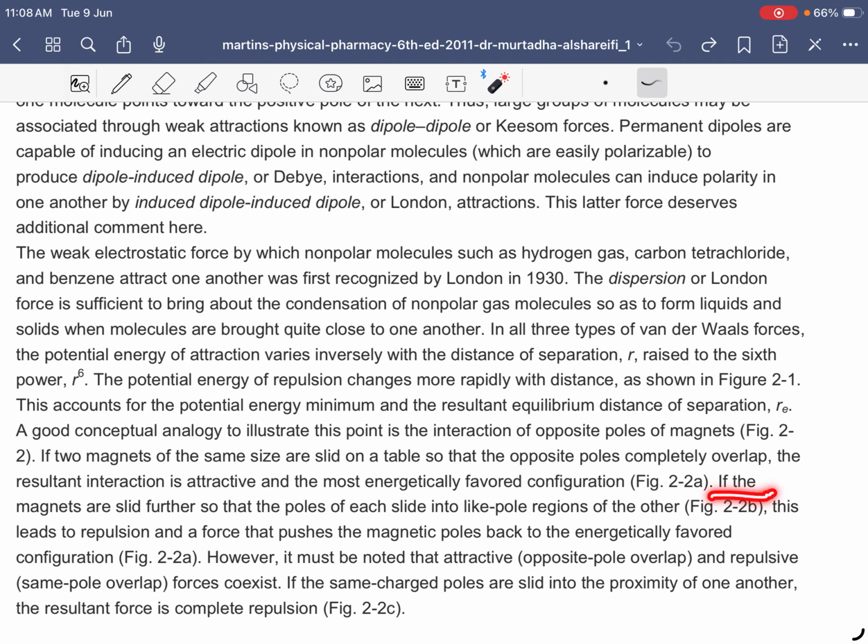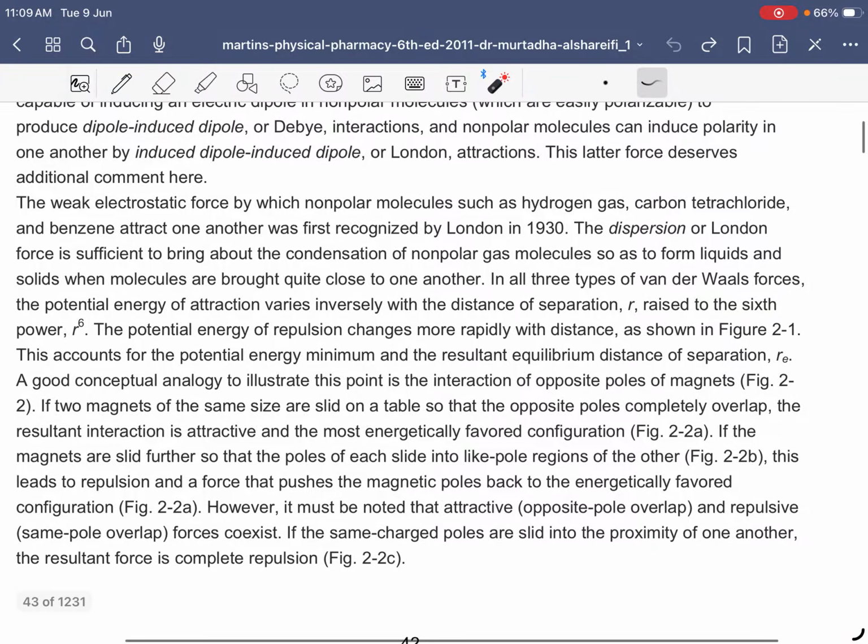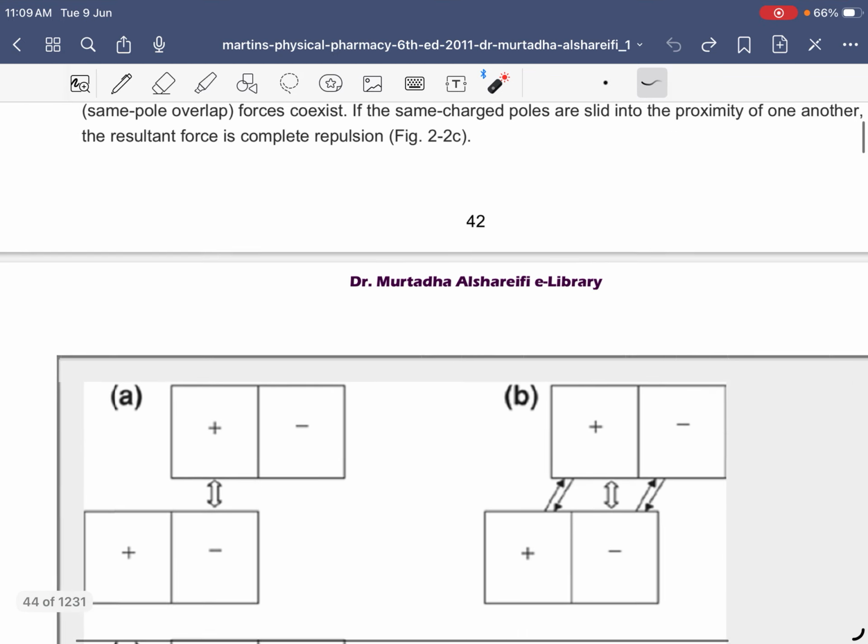If the magnets are slid further so that the poles of each slide into the like pole region of the other, this leads to repulsion and a force that pushes the magnetic poles back to the energetically favored configuration. However, it must be noted that attractive forces (opposite pole overlap) and repulsive forces (same pole overlap) coexist. If the same charged poles are slid into the proximity of one another, the resultant force is complete repulsion.